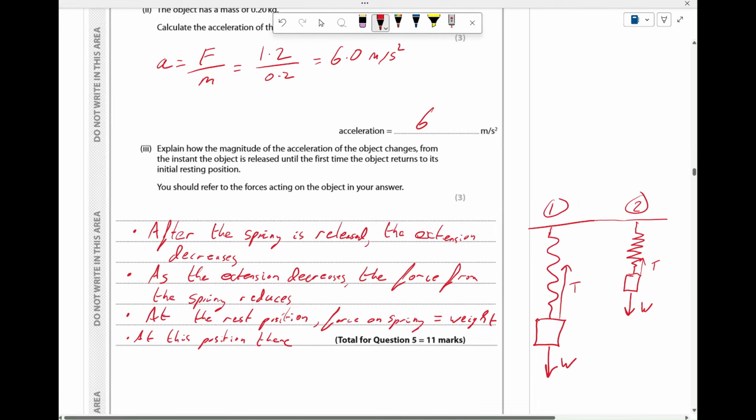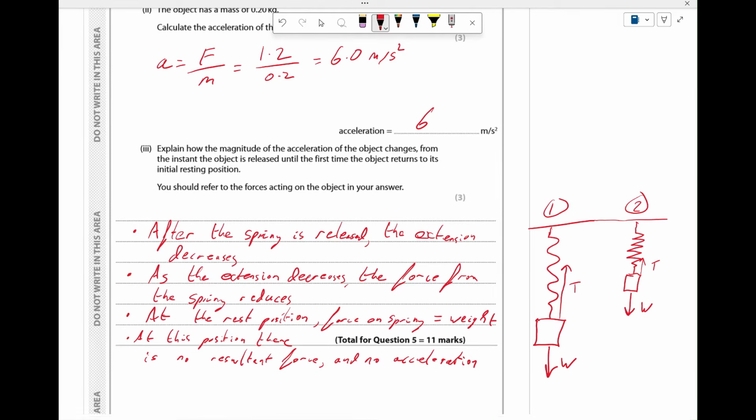there is no resultant force and no acceleration. Now, I've gone quite a bit over the space they've given us here. There's 3 marks. Have I even answered the question? Yes, there is no resultant force and no acceleration.